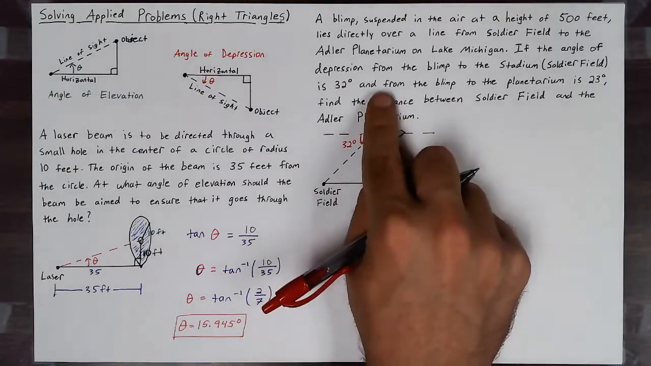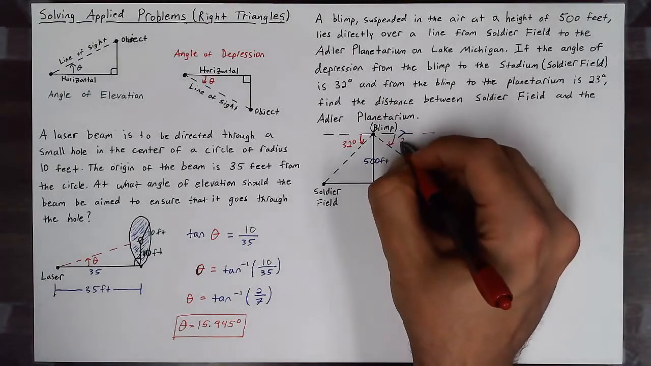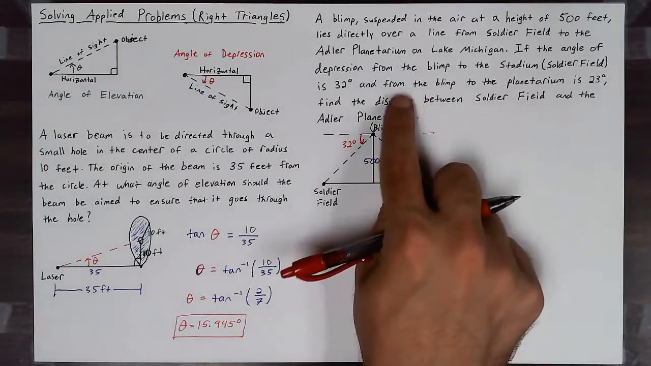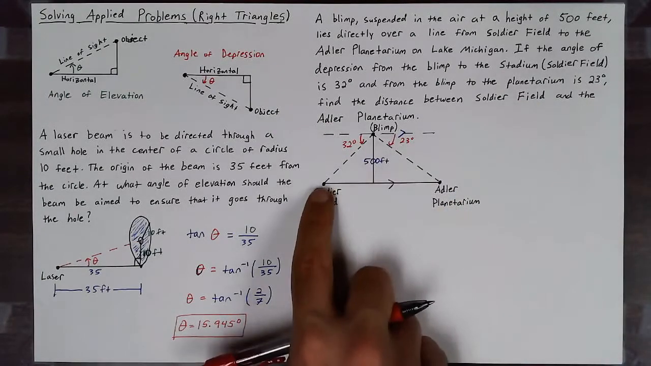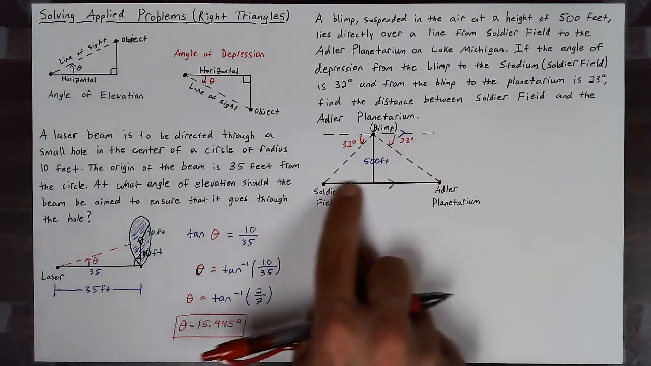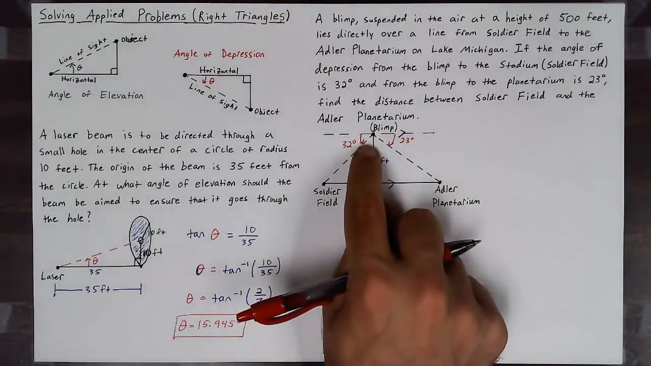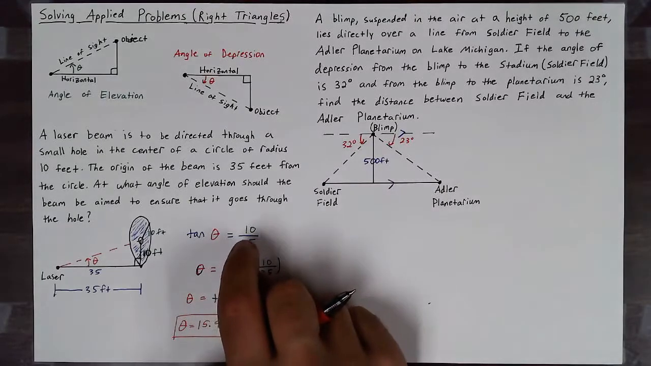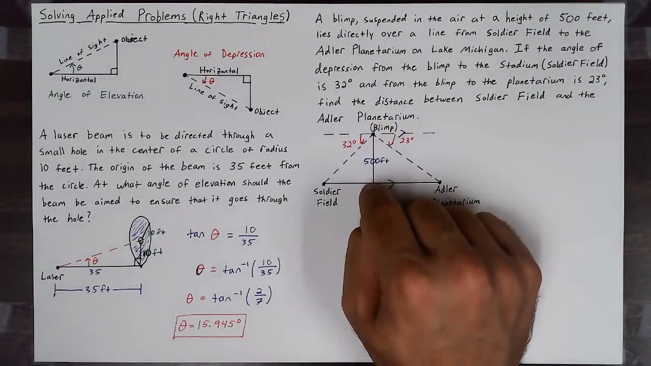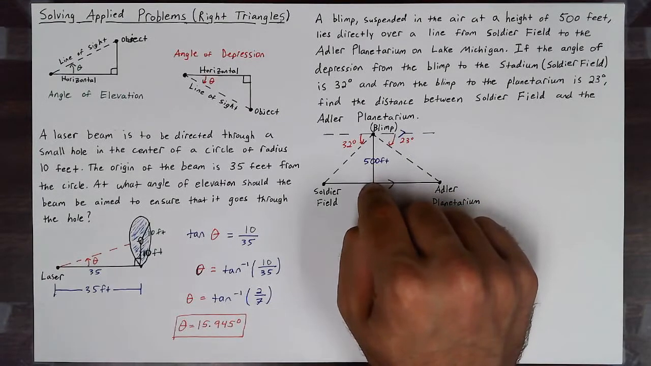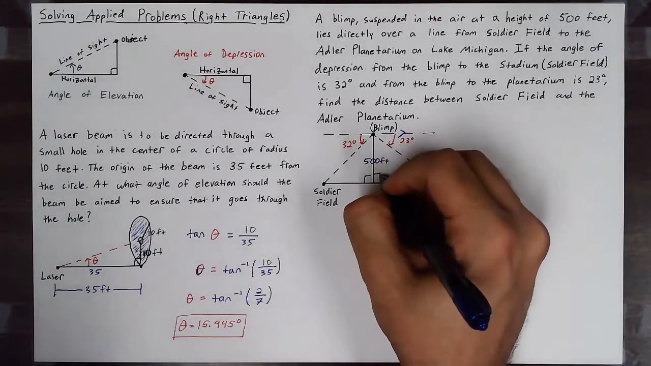And then from the blimp to the planetarium, the angle of depression is 23. So over here is 23 degrees. Now find the distance between Soldier Field and the Adler Planetarium. So I'm looking for this distance between the two. Now there's no guarantee that this is a right angle, so I can't assume that. But what I can assume is that height from the blimp straight to the ground, that should make a right angle with the ground because that would be the shortest distance. So I have two right triangles I can use.